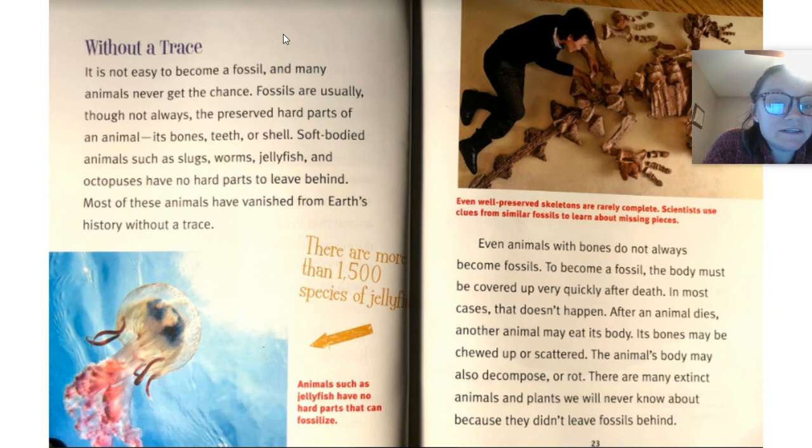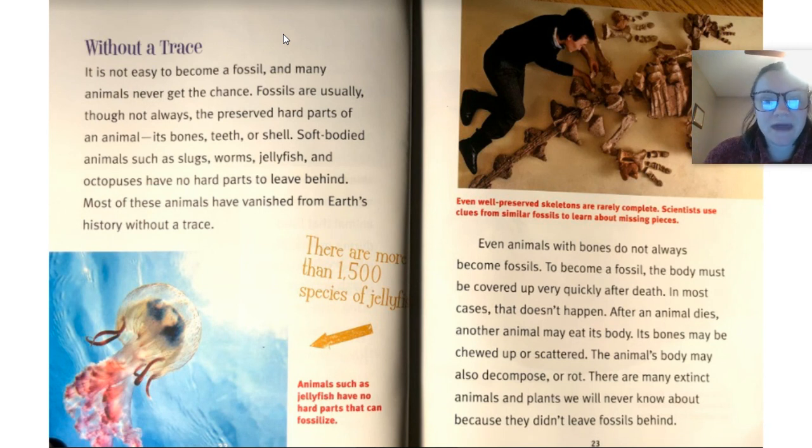It is not easy to become a fossil, and many animals never get the chance. Fossils are usually, though not always, the preserved hard parts of an animal, its bones, teeth, or shell. Soft-bodied animals such as slugs, worms, jellyfish, and octopuses have no hard parts to leave behind. Most of these animals have vanished from Earth's history without a trace.